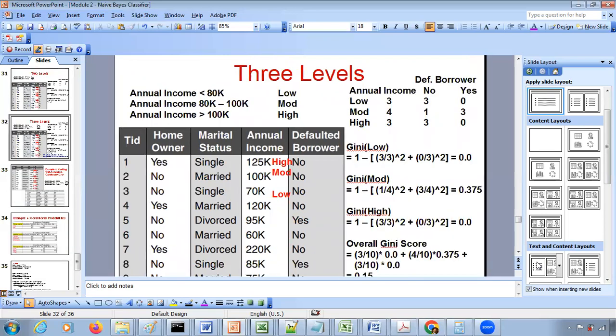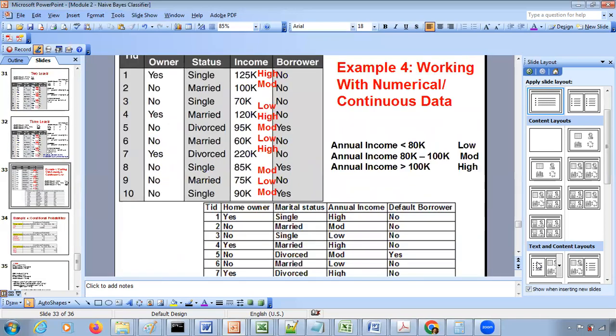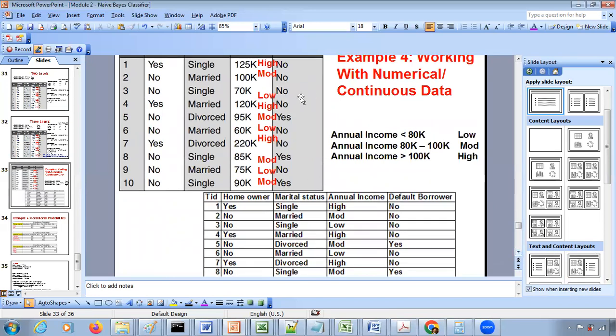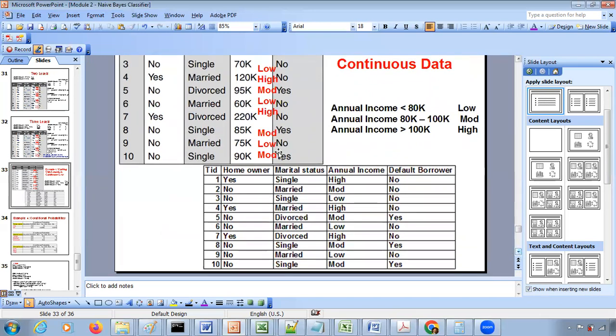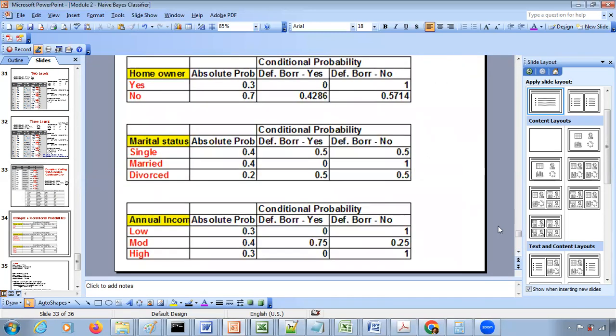And once we have everything as categorical, like here, we have transformed the data set into a categorical data set with annual income now having only categorical values: high, low, and mod, or high and low. That's what we're going to decide, whether we want 2 levels or 3 levels. We can then go ahead with our usual approach of finding absolute probability and conditional probabilities and do the appropriate prediction based on a Bayes classifier.